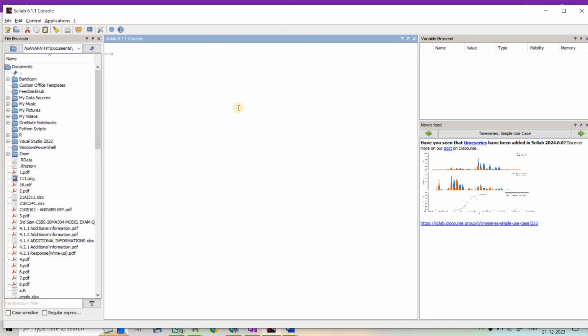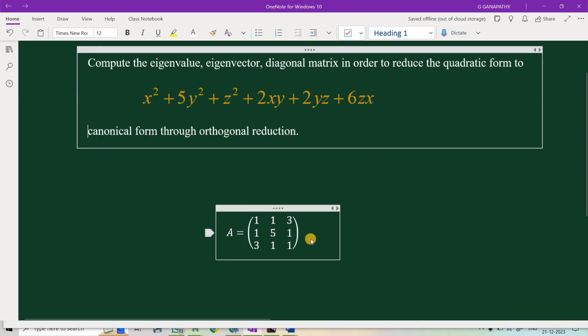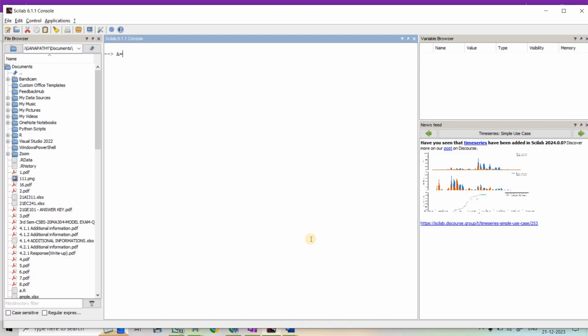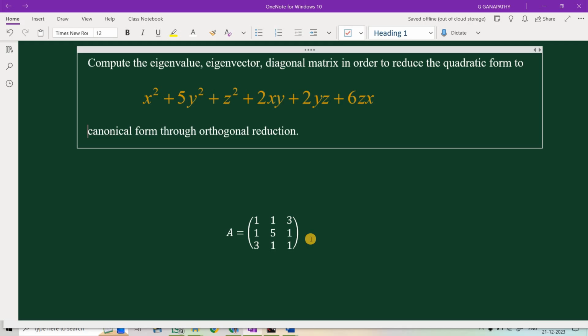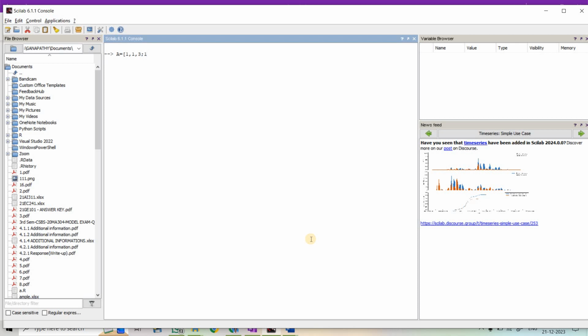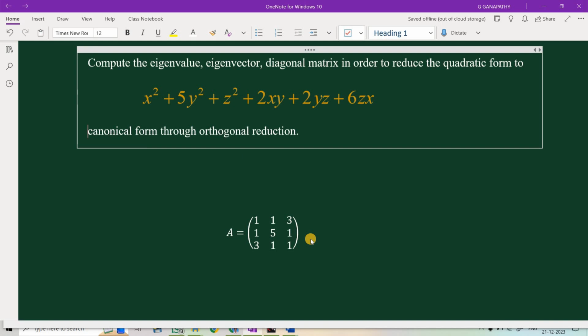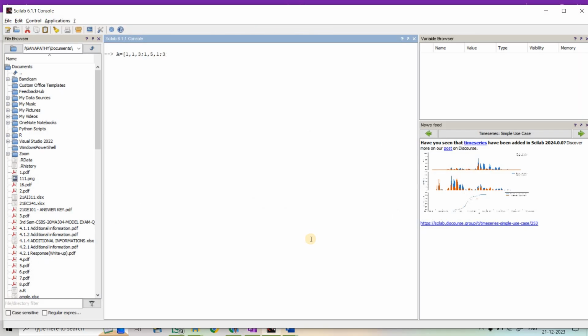In the Scilab command window, first I will get the A matrix. A is equal to, we are getting 1 1 3, 1 5 1, 1 1 3. It is a matrix, as I told earlier in that earlier video. I will start with the array 1 1 3, and the second row should be separated with a semicolon. Second row is 1 5 1, therefore 1 5 1. It should be separated with a semicolon. Next, the third row is 3 1 1. We can close the square bracket, and we stored this matrix in A.